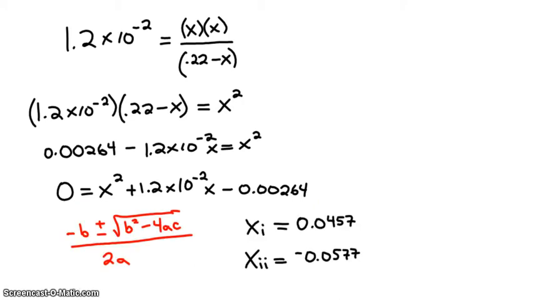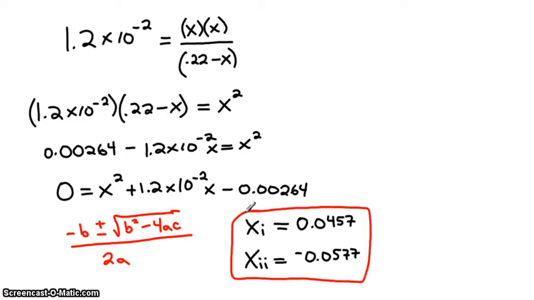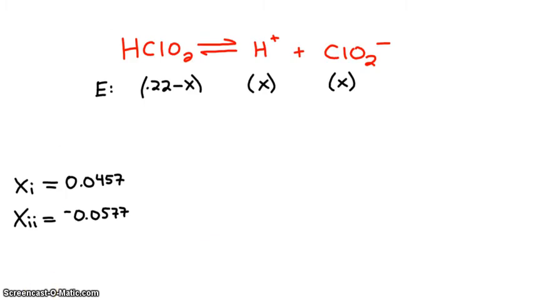Using the quadratic formula and solving for X, you get these two X values. We then have to pick which X value is the true value. Because this second X solution is a negative number, and the concentration of H plus and ClO minus would be negative, this particular solution, the second one, is invalid.